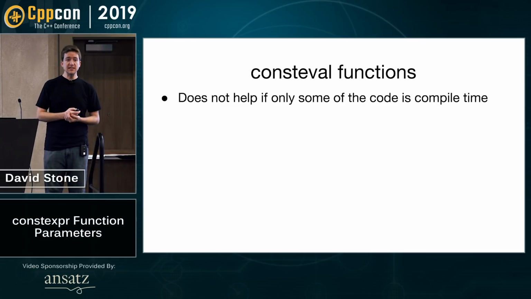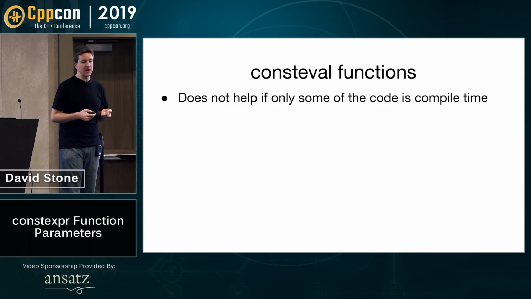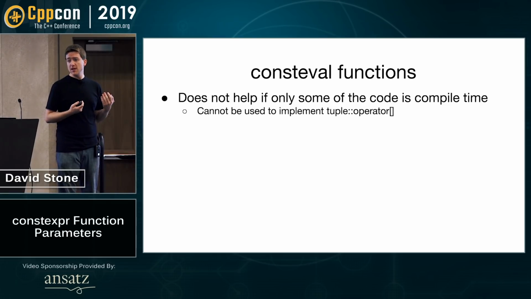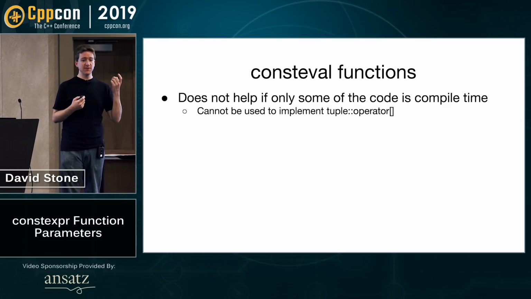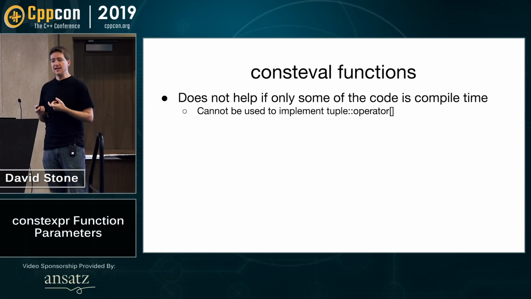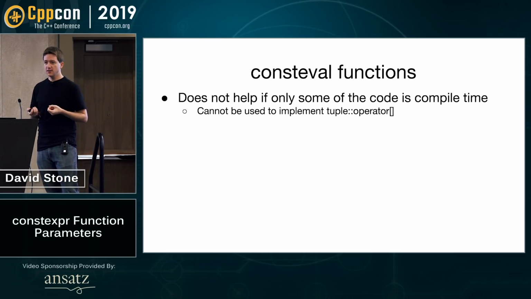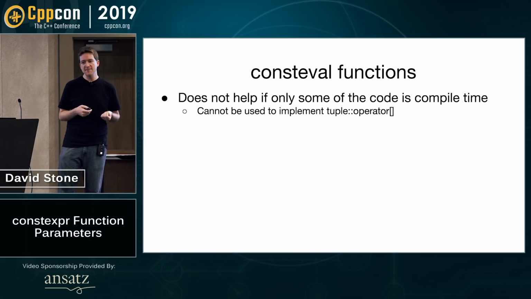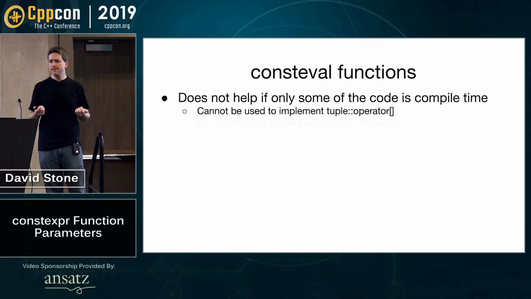So this means it does not help if only some of the code is compile time. For instance, indexing a tuple. When you index into a tuple, the tuple value could be a runtime value. You don't know the contents of the tuple, but you know its size, and you know the index you're using. So if we tried to use consteval to implement this, we would say you cannot index a tuple that has a runtime value. And that's not right.